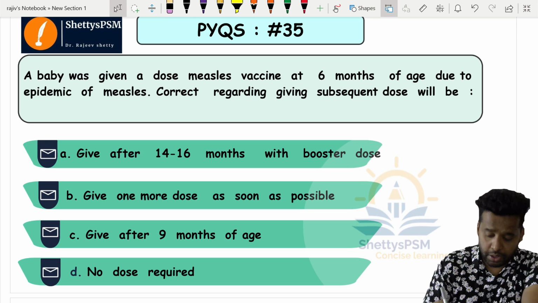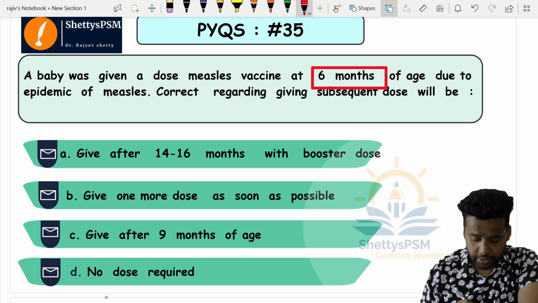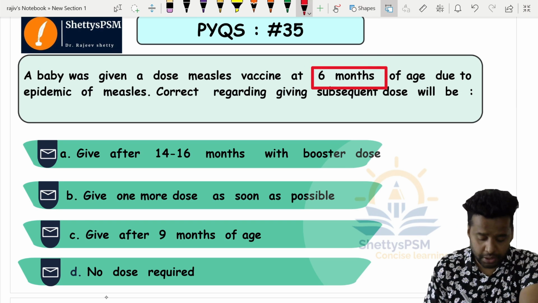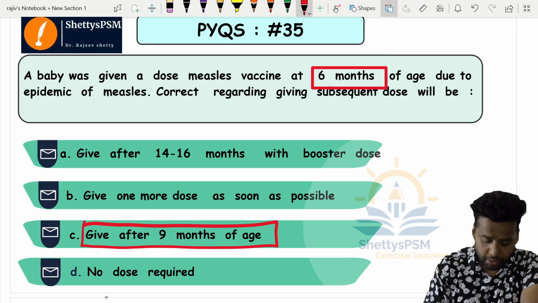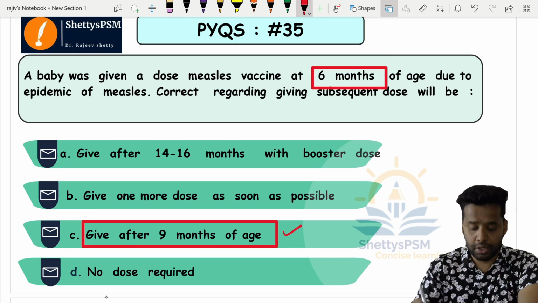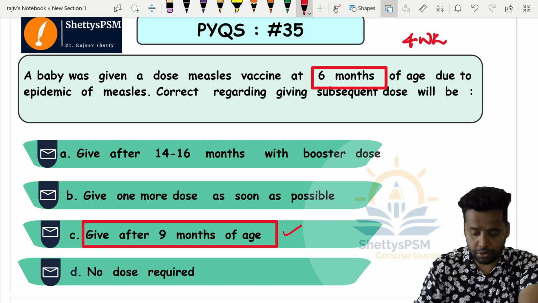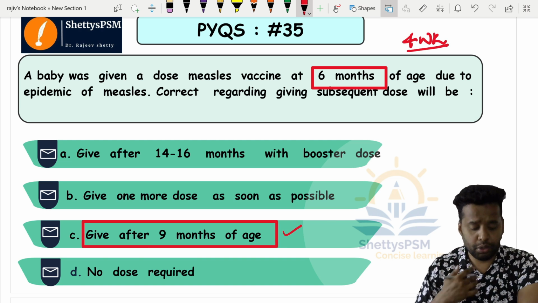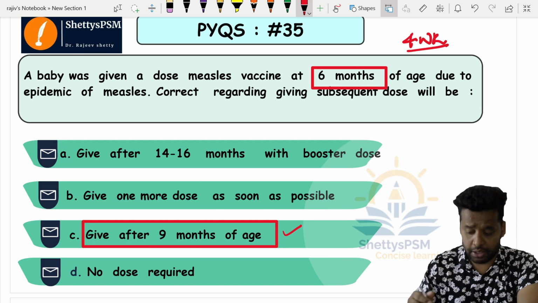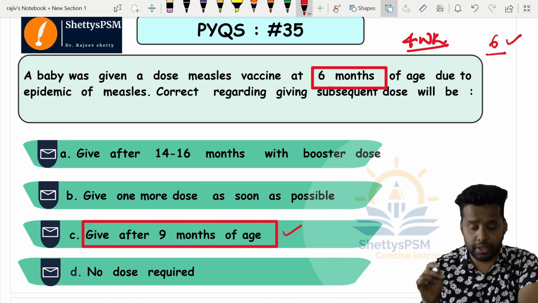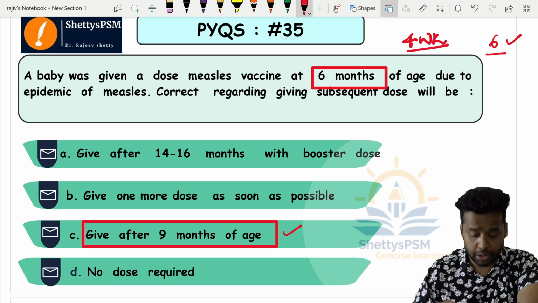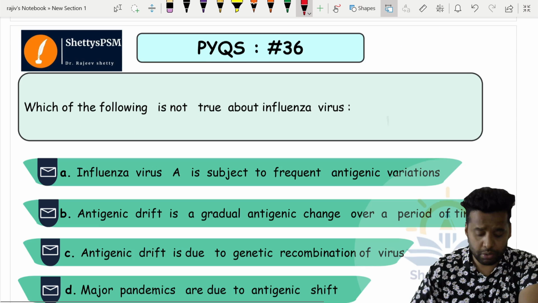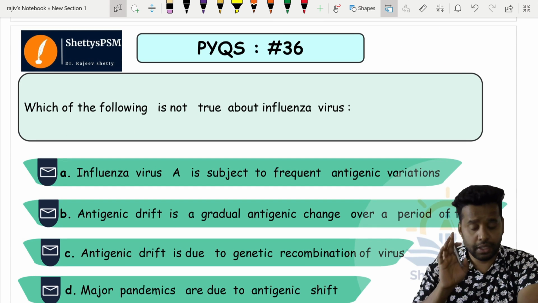A baby was given a dose of measles vaccine at 6 months of age. When the child comes at 9 months, you have to give the vaccine. That is the answer. What should be the gap between two doses of measles vaccine? 4 weeks. In case of outbreak, you can give vaccine at 6 months, starting from 6 months, but don't stop the routine schedule. Keep a gap of 4 weeks, continue the routine schedule and give the vaccine at 9 months.